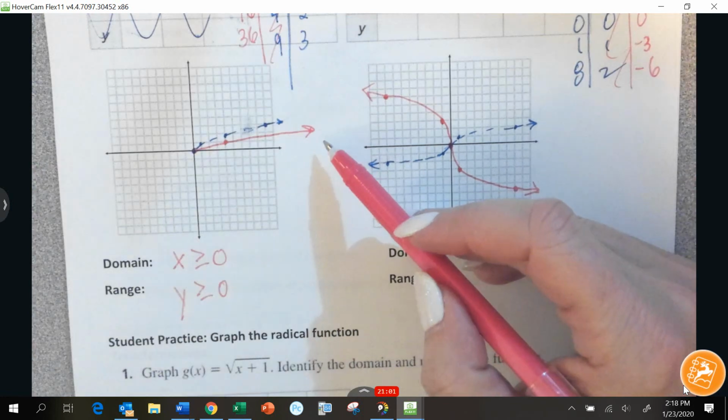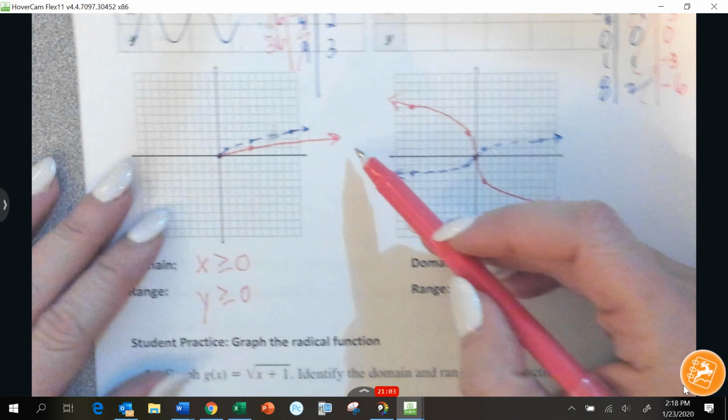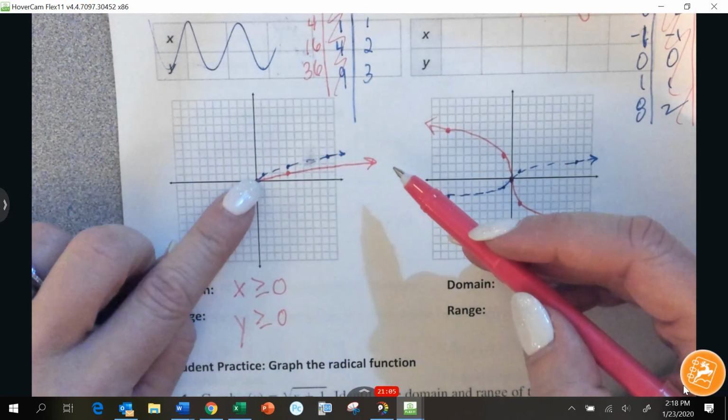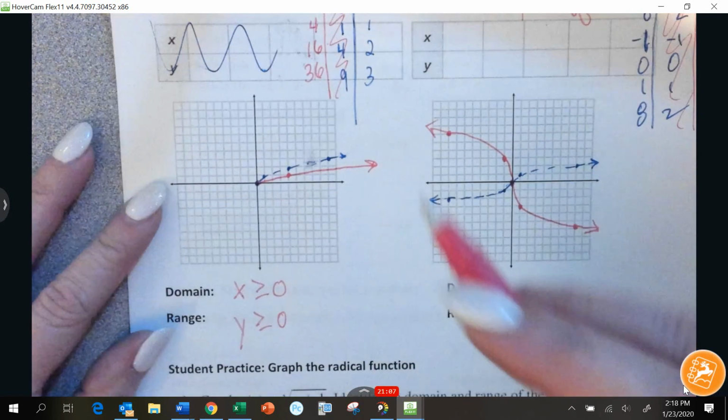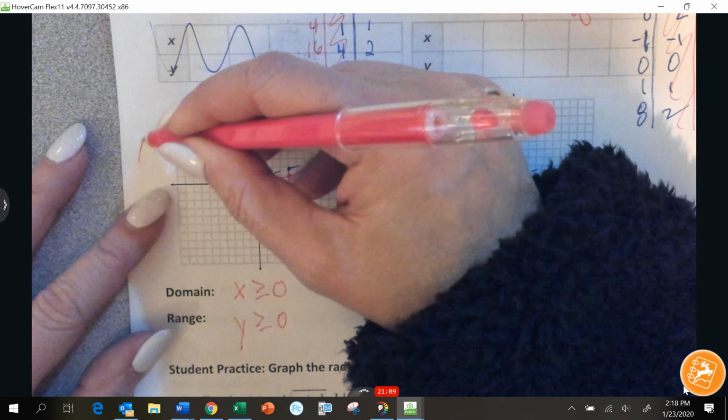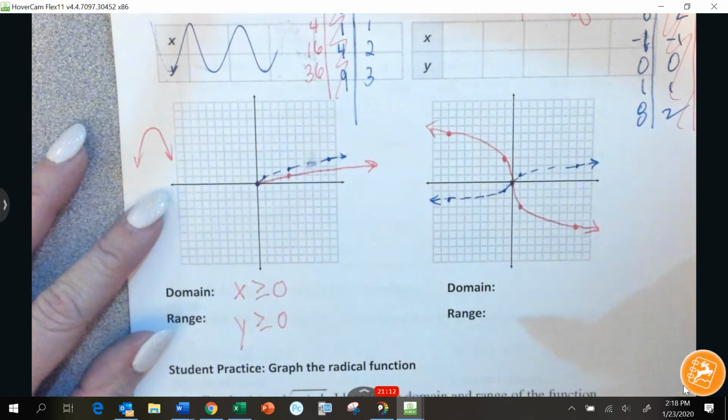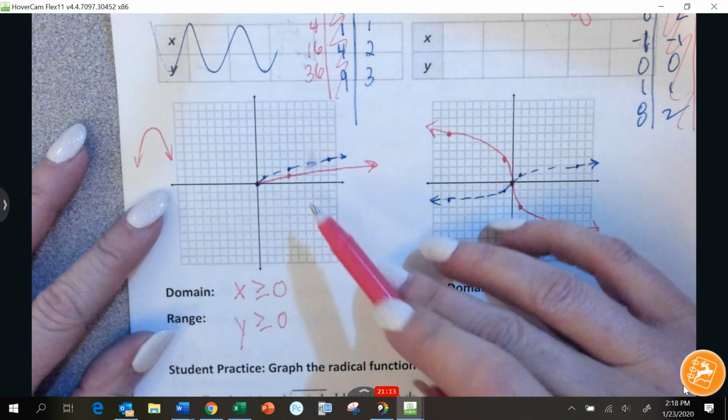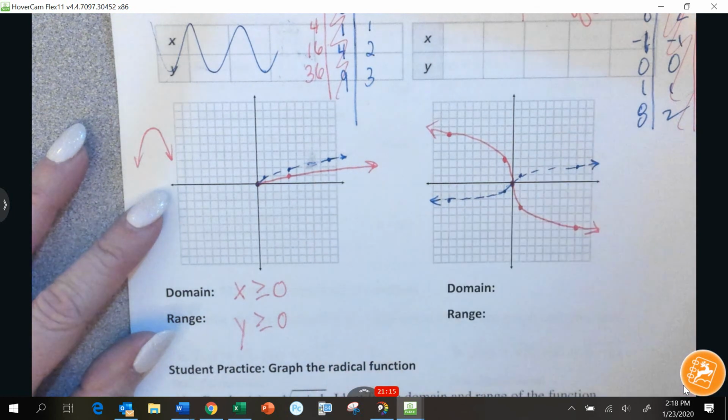The only time we would have something that didn't keep going is if there was a stopping point, like this one is a stopping point, or if it was like a parabola where it turned around and changed direction. Otherwise you can just assume it's going to keep going on forever and ever.